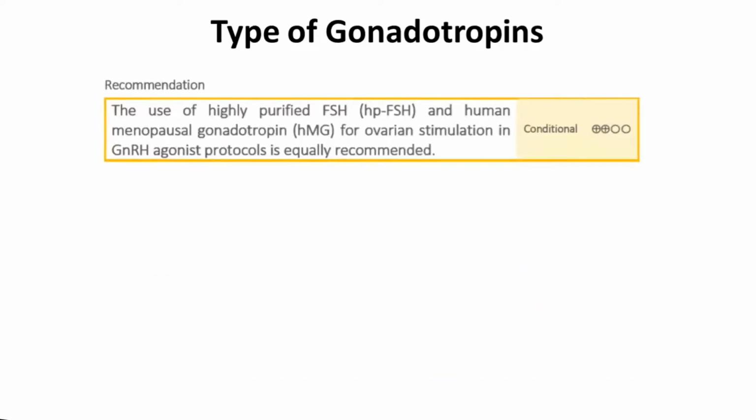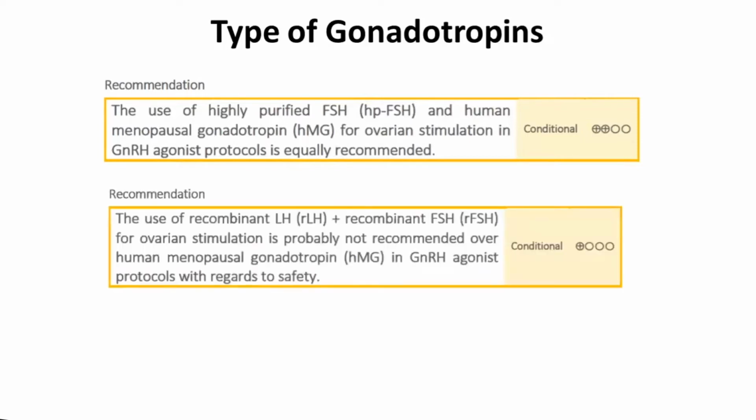The use of highly purified FSH and HMG, again, in the long agonist protocols are equally effective and equally recommended. Addition of the recombinant LH to recombinant FSH is not recommended when compared to HMG in GnRH agonist protocols. So if we are to use combined FSH and LH, it's better to use HMG rather than to use combined recombinant LH and recombinant FSH. These are the recommendations of the guidelines.